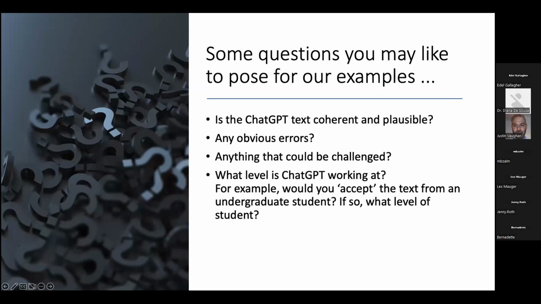Sue, when you look at this and the other examples, you may like to pose some questions. Is the text coherent? Is it plausible? Are there any obvious errors? Anything that could be challenged? And particularly, any comments about what level ChatGPT is working at. For example, if a student presented you with this piece of text, would you accept it as probably their work? So what level of student would we expect to produce that level of text?